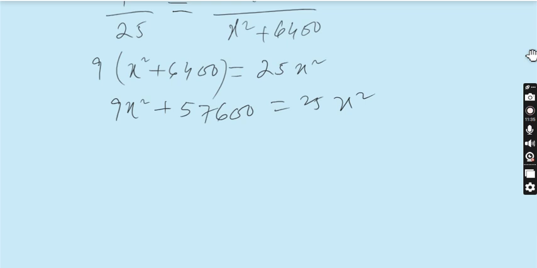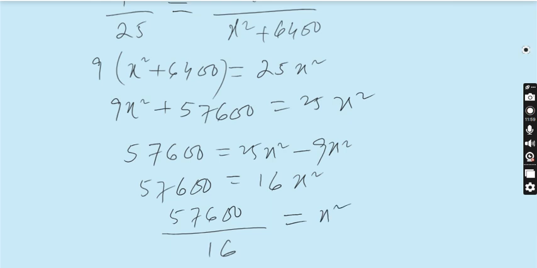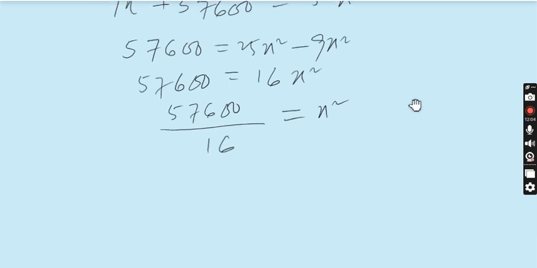Move this 9x square to the other side. 57600 equals 25x square minus 9x square. 25 minus 9 is 16x square. 57600 upon 16 equals x square. And if you cancel 57600 by 16, you will get 3600 equals x square.